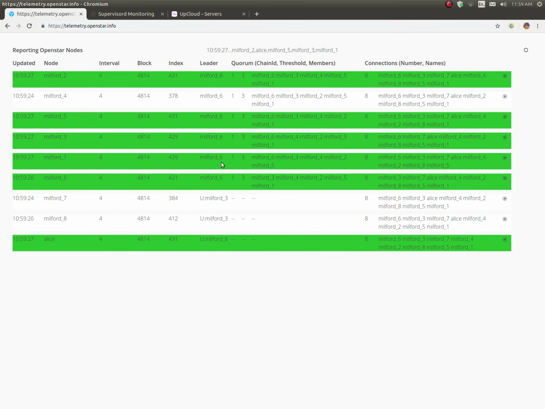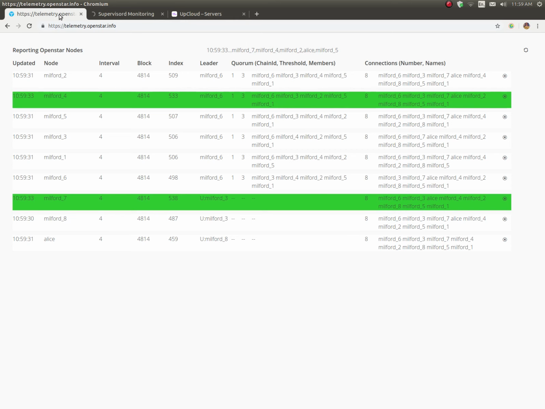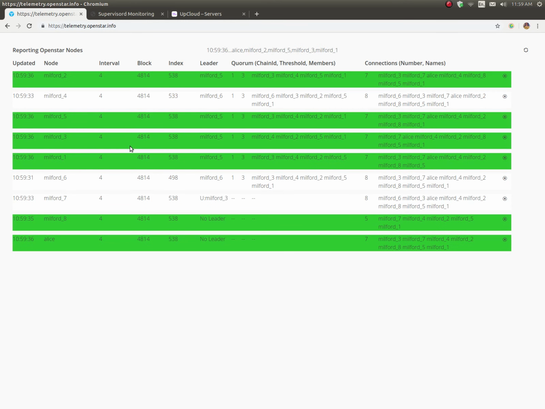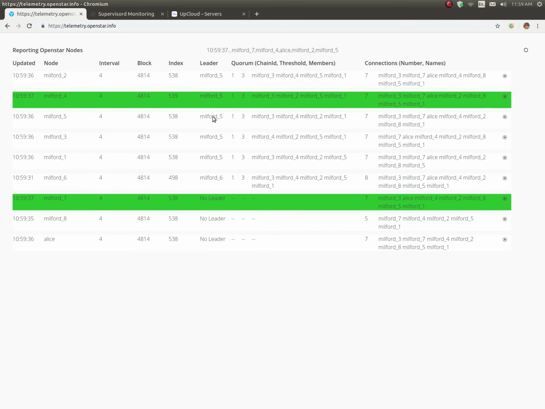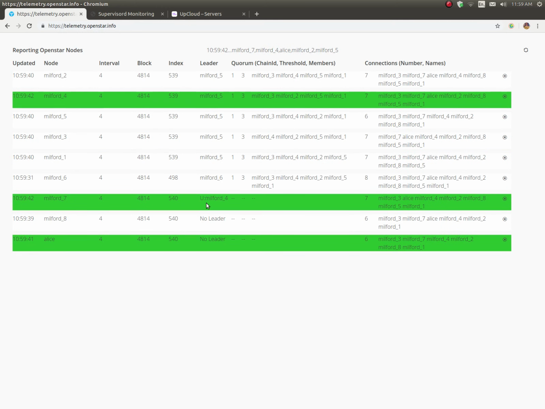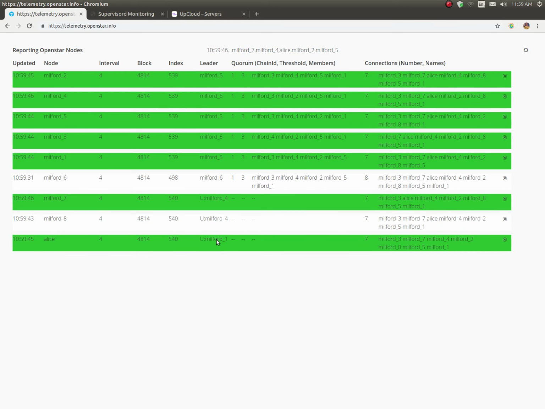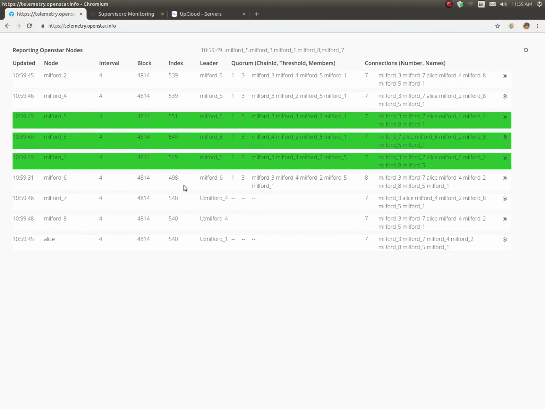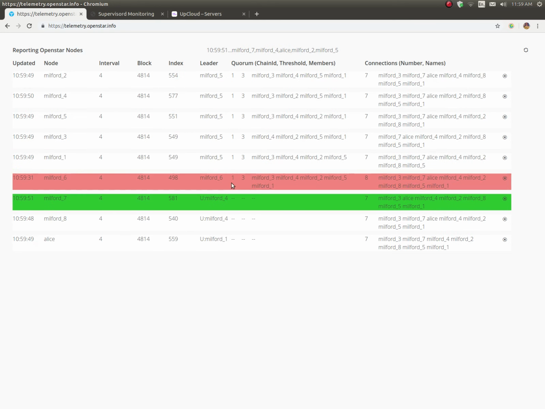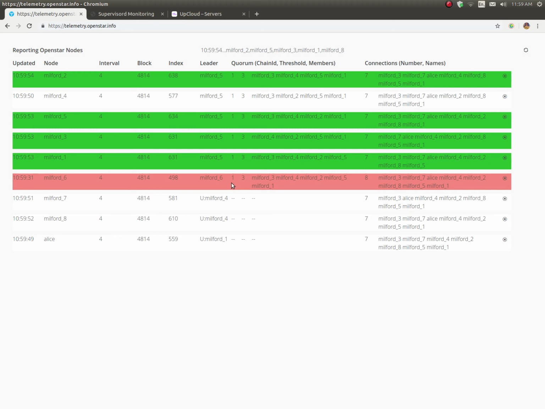Okay, so Milford 6 is the current leader. Let us kill Milford 6. And watch the failover. It fails over to Milford 5, and all these transactions continue. Upstream is now Milford 4, Milford 4, Milford 1, and off it goes. This will turn red shortly because it's in fact dead.